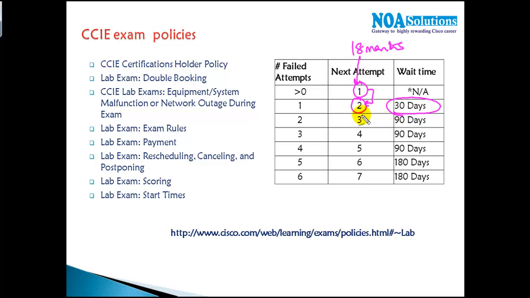And then in case you don't clear the second time, the duration gap will be more than 90 days. So if you fail the second time, you can only book your third attempt exam after a 90 days gap. So you cannot do it before that. So this is the exam policy which is required by Cisco.